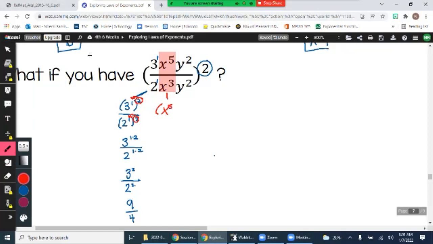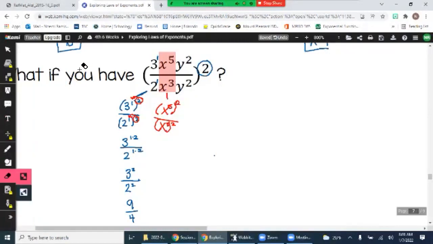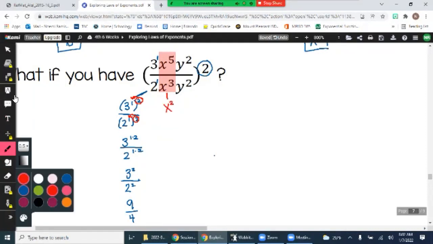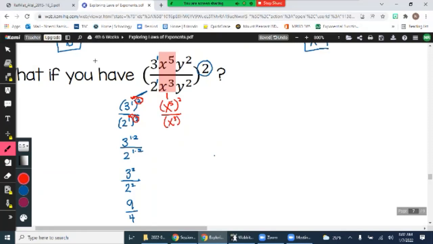X to the power of 5 is what's in the parentheses on the top side of my fraction. Don't forget that squared on the outside. We have X to the power of 3 on the bottom. It's also squared. Now this is very, very sloppy. Give me a second. Let me just straighten this out. X to the power of 5 in the parentheses, outside exponent, squared. X to the power of 3, or x cubed, inside of the parentheses, squared on the outside. Don't forget to apply that squared to both of them.